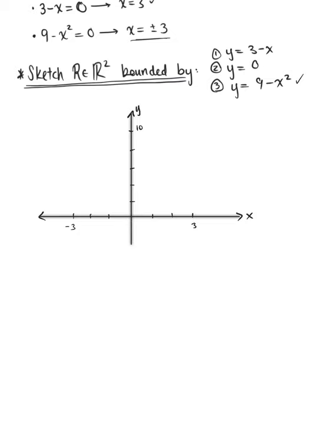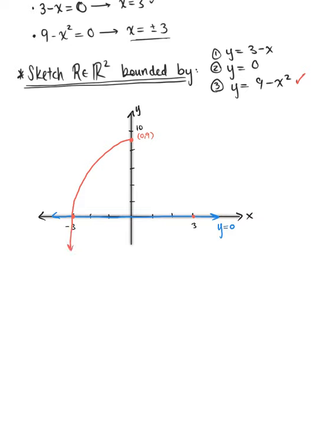We know that this is bounded below by y equals 0. So here is the graph for y is equal to 0, the x-axis. We know that this region is bounded by the parabola that is reflected across the x-axis and shifted up 9 units. So here's that vertex at the ordered pair 0, 9. And we know our parabola is going to intersect the x-axis at negative 3 and positive 3.